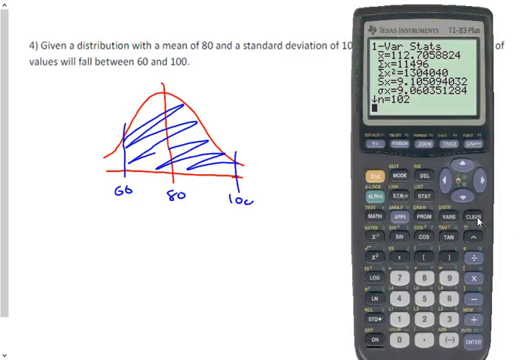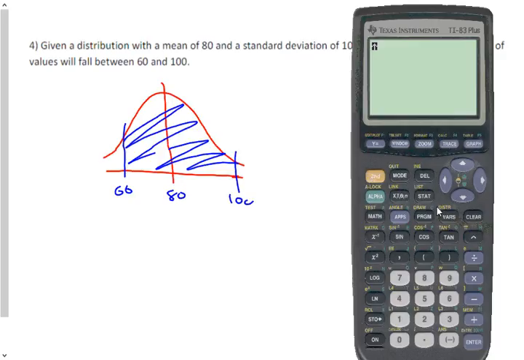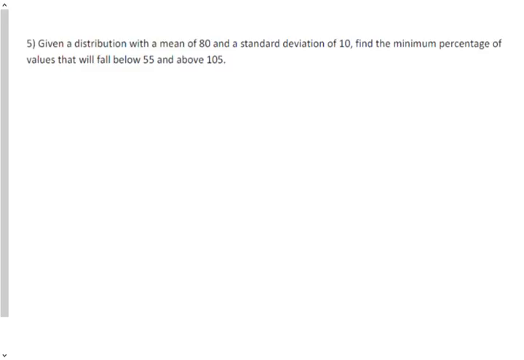And what we're going to do is go to distribution right here, and we want a normal CDF. And what we enter in is the lowest value, the highest value, the mean, and the standard deviation. And it tells us that 16% of the values will be between those two numbers. It gives us the probability. So this is the probability that your test score will be between a 60 and 100. And that's what we're asking on the rest of these.